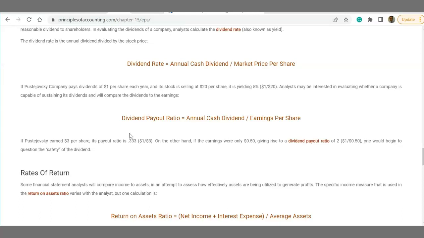So the company is paying almost 33% of the earnings to shareholders as dividends. And what do they do with the rest, 67%? They hold it in retained earnings, and they might put that into new investment, equipment, or something like that.